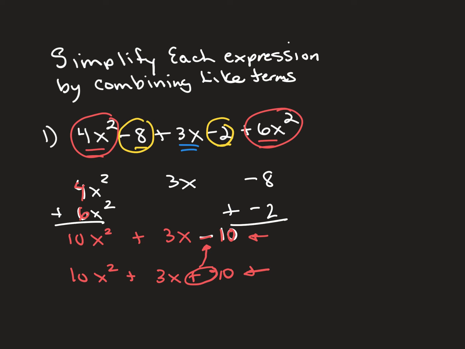Now for our final answer, we want to put it in what's called standard form, which means we want the term that has the highest exponent to be written first, then the term with the lower exponent, and we always want the constant to be written last. So this is called standard form, where we have the highest exponent, then the next, and then the constant always written last.